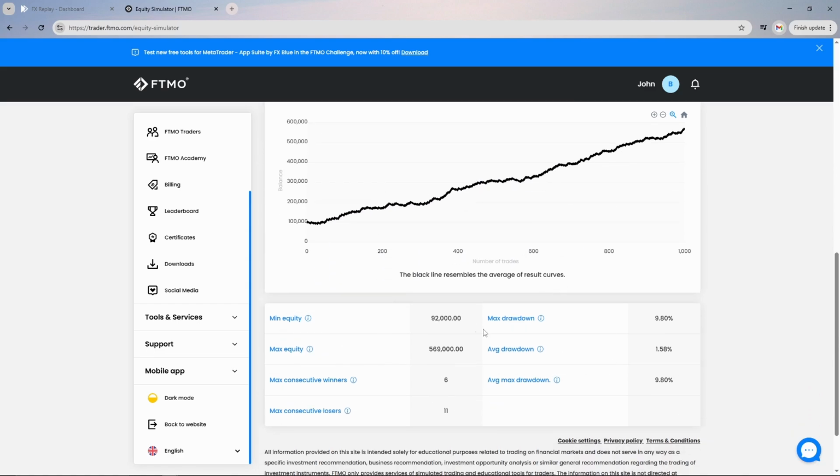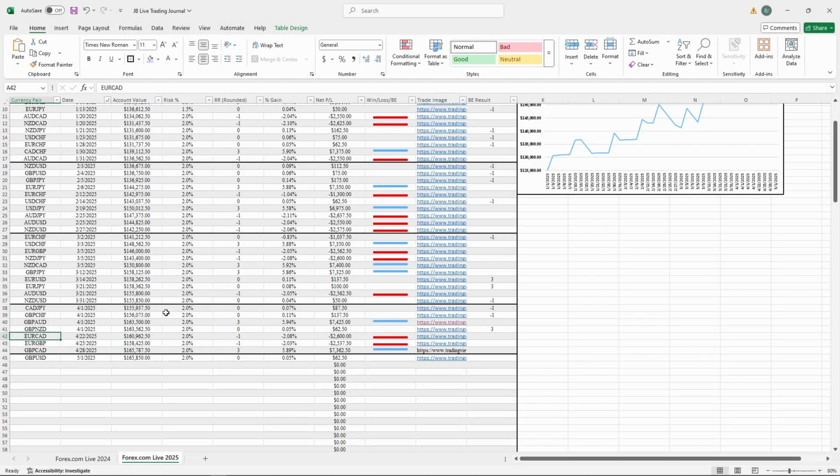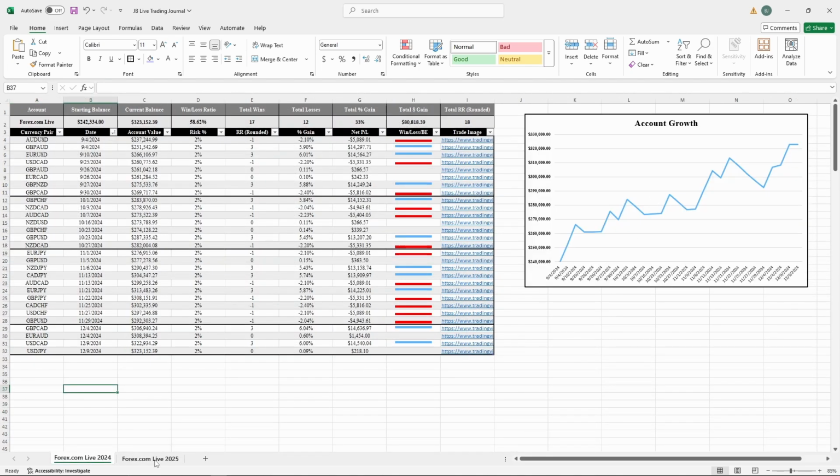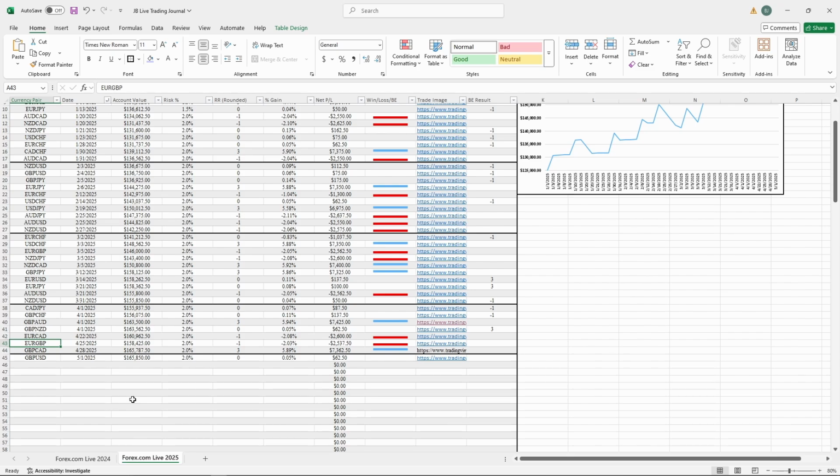And here's just some extra data down the bottom here that they provide with the equity simulator. And hopefully as well, you guys can see my journal and kind of get an idea of that consistency as well with the longer term edge, 2024 and 2025. But with enough of the data behind us, let's keep diving into some more of my trades here.